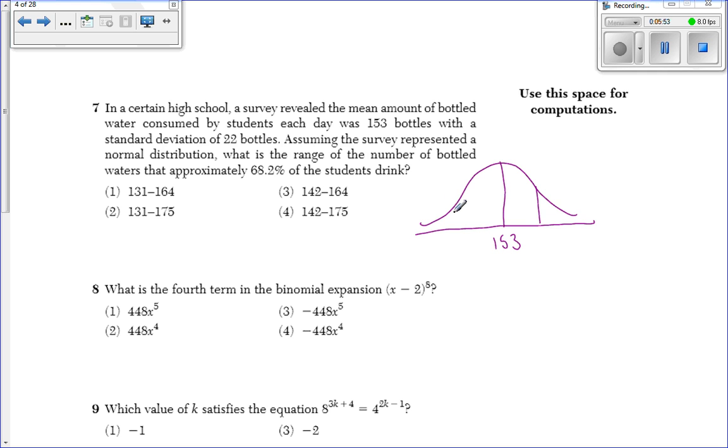So that goes one standard deviation above, one standard deviation below. If you don't remember your percentages, look them up on the chart. So if I add 22 here, I'll have 175. If I subtract 22, I will have 131. So it's between 131 and 175, which is choice 2. These would be half standard deviations right here.